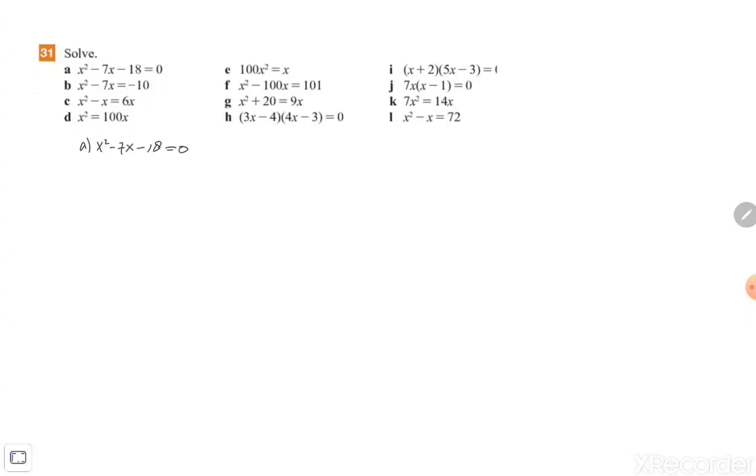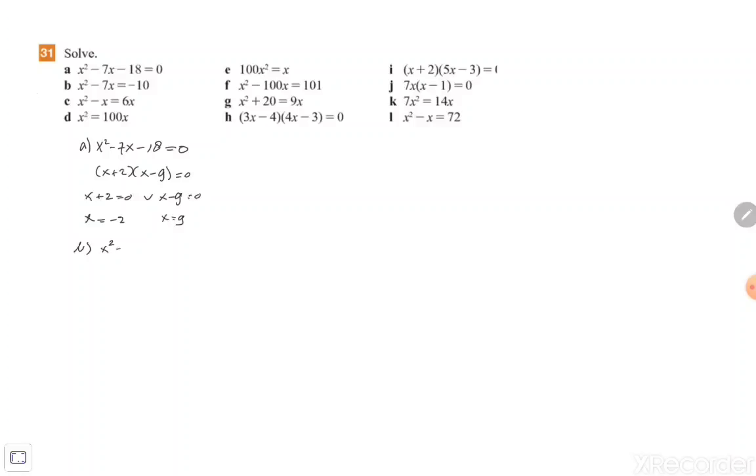Now first we need to use the product-sum method, so we're going to create the brackets (x + 2)(x - 9) = 0, which means that x + 2 needs to be 0 or x - 9 needs to be 0. So x is -2 or x is 9. And that's exercise A.